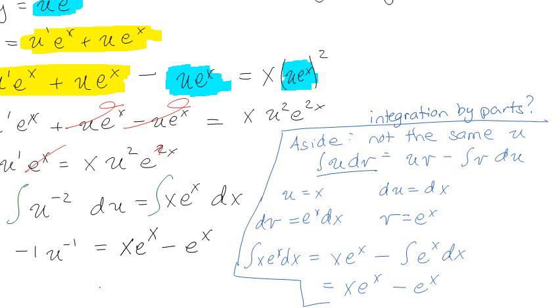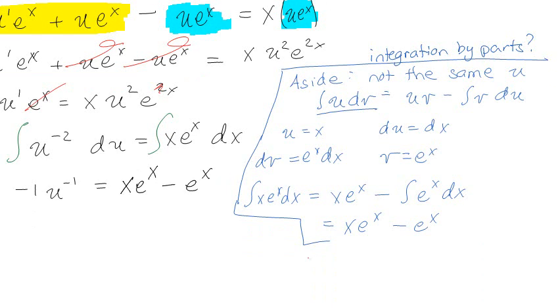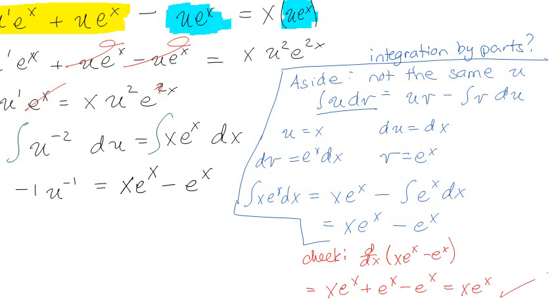And if you just want to check, if you really don't believe me, you can always take the derivative of that. If I d dx this, I get the product rule, and then x e to the x, which is what I had originally. So it does work. You just might have to prove it to yourself.